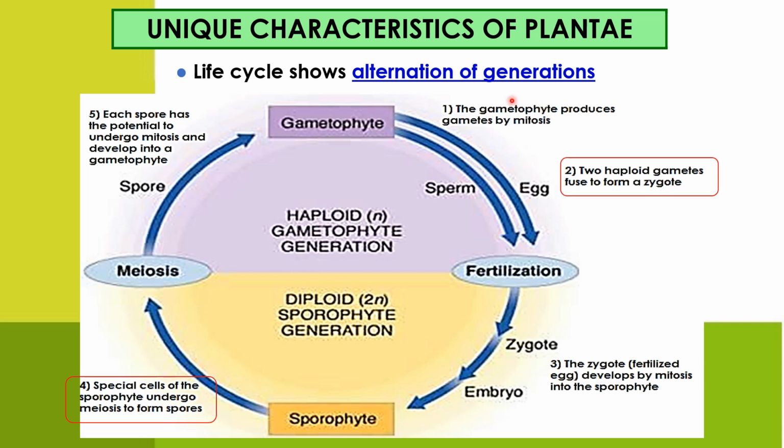The life cycle of all plants shows alternation of generation. Gametophyte produces male and female gametes by mitosis. The egg and sperm fuse during fertilization, forming a diploid zygote. Mitotic division of the zygote produces multicellular diploid sporophytes. The sporophytes produce haploid spores by meiosis. Then the spores undergo mitosis to produce new multicellular gametophytes and the cycle begins.